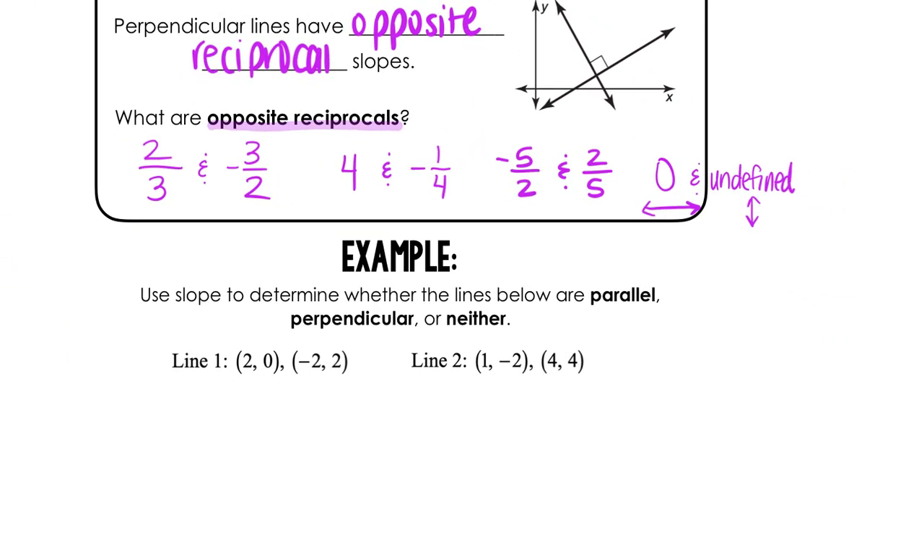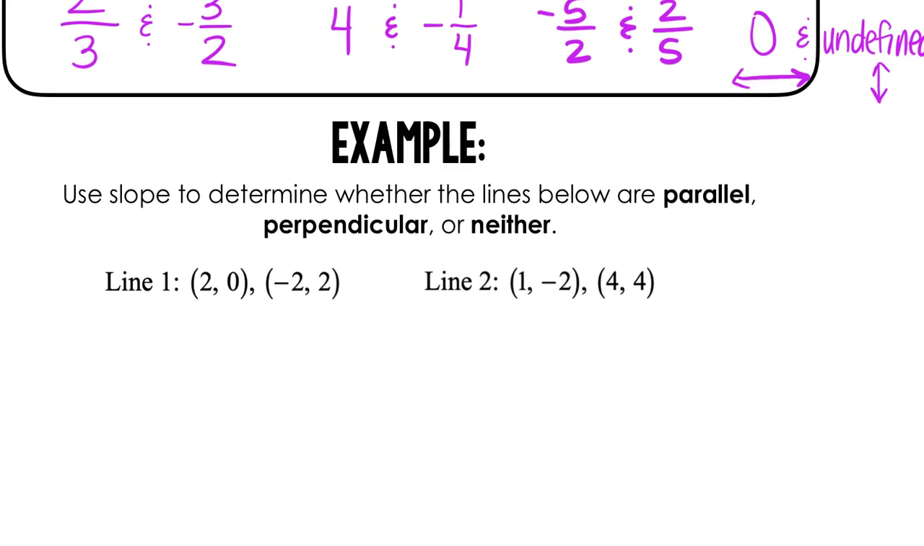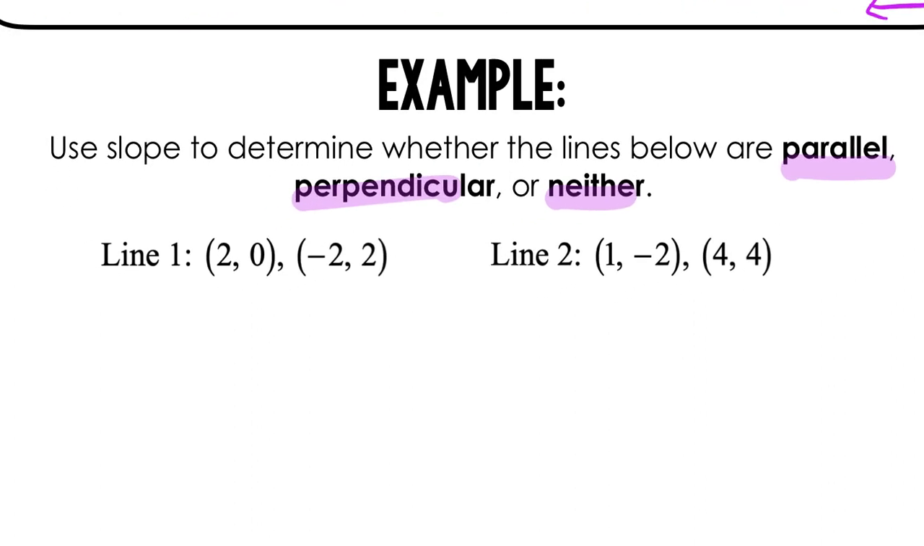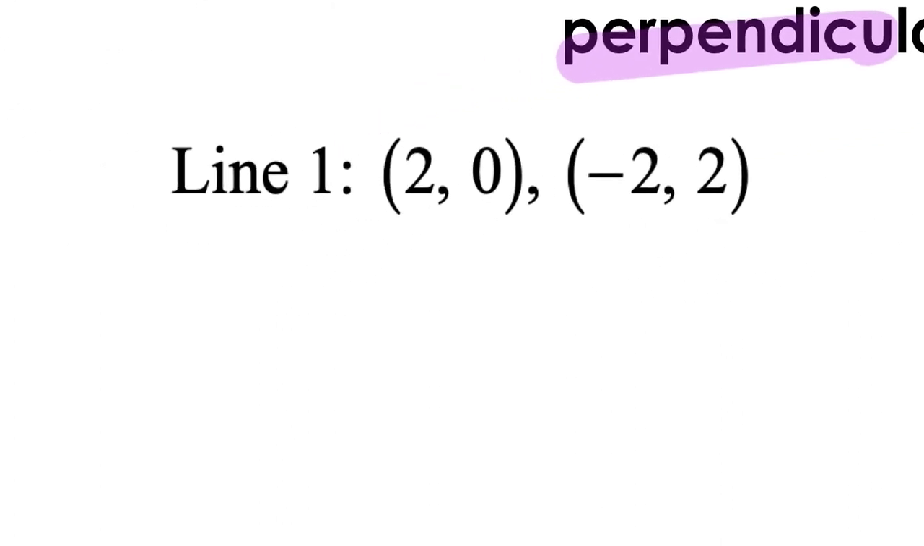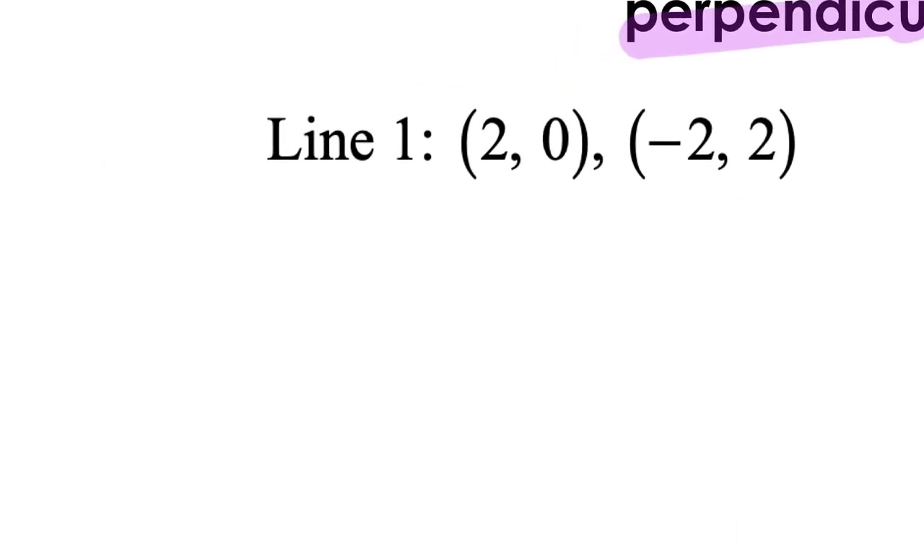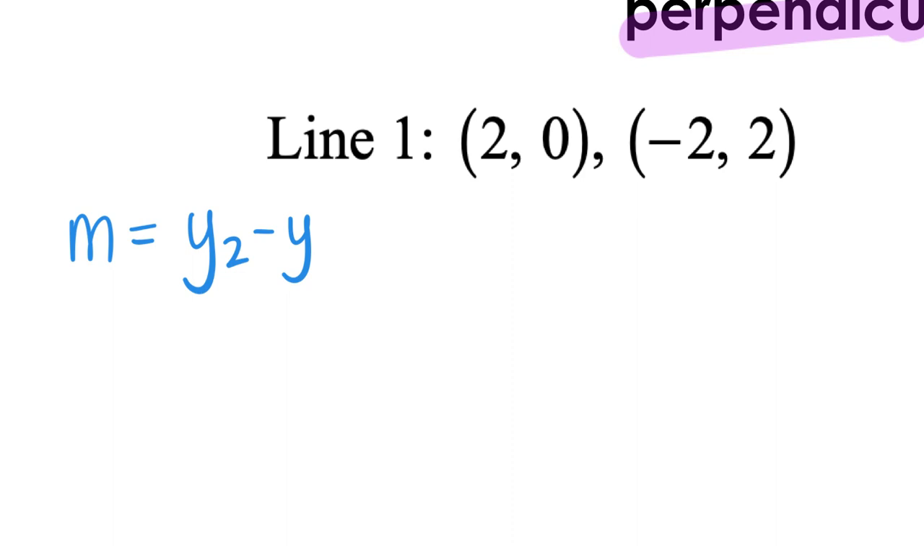So let's show an example of how we're going to use this information. In our first example here, we're just going to be determining whether the lines below are parallel, perpendicular, or maybe they're neither one. So all we have to do here is just find the slopes for each of these lines. So let's start with this first line here. If you remember from our review yesterday, to find slope, we're just going to be subtracting the y values. So it's y2 minus y1 over x2 minus x1.